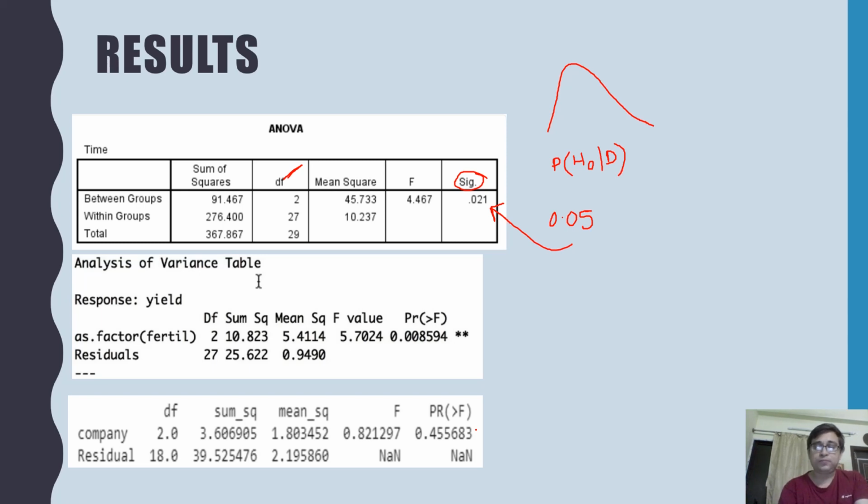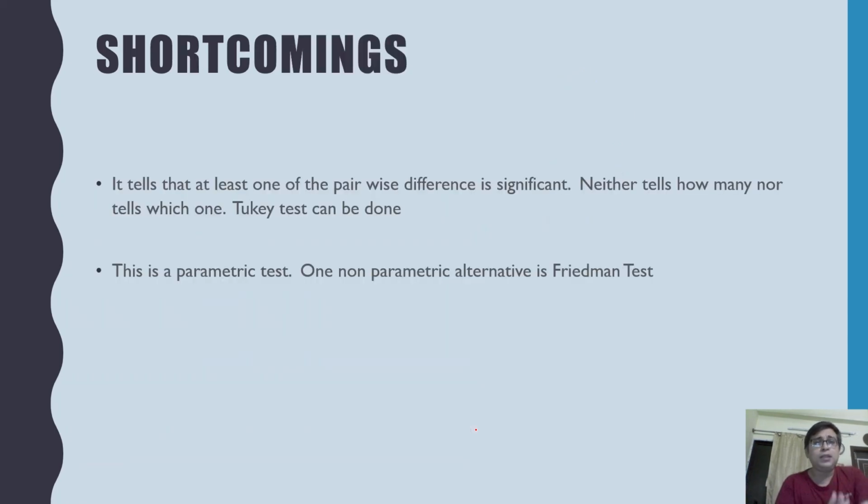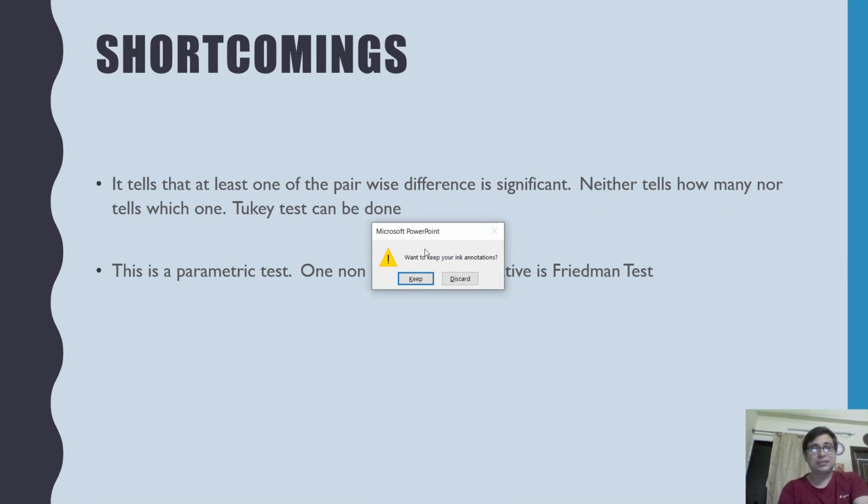Now a couple of shortcomings. ANOVA tells you that at least one of the pairwise differences is significant. It doesn't tell you how many are significant, nor which one is significant. For that, the Tukey HSD test can be done. And as I said, this is a parametric test, so it assumes normality of the data. However, you can use a non-parametric alternative. One very popular technique is called the Friedman test.